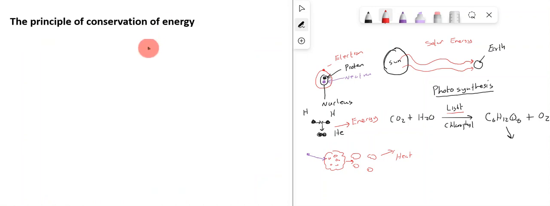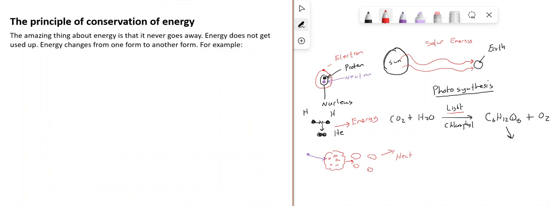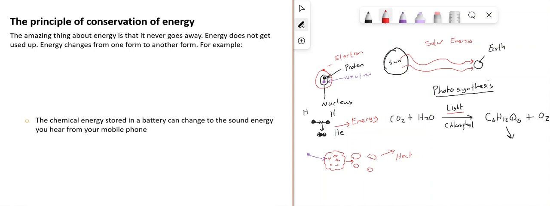Now, I've talked about the principle of conservation of energy. So let's look at this in a little bit of detail. The amazing thing about energy is that it never goes away. Energy does not get used up. Energy changes from one form into another. So energy doesn't just disappear, it changes from one form into another.